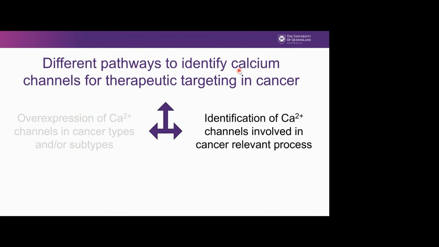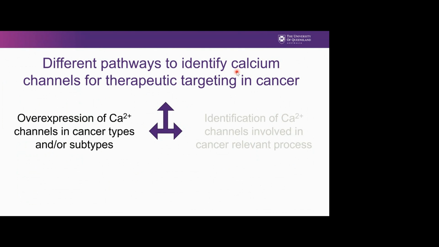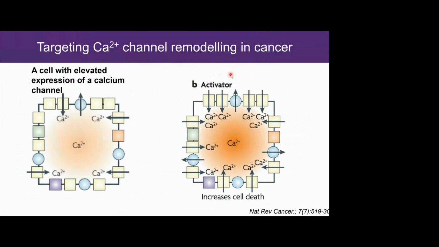So another way I want to focus on now is the overexpression approach, trying to find calcium channels that are overexpressed in different cancer types. And so one way that we could exploit an overexpression in different cancer types is by using an activator. So calcium is a trigger for cell death. So one hypothesis is maybe we can find a calcium channel that's so overexpressed that when we activate it, we actually can kill the cancer cell.